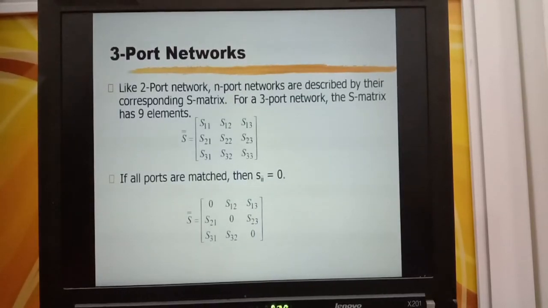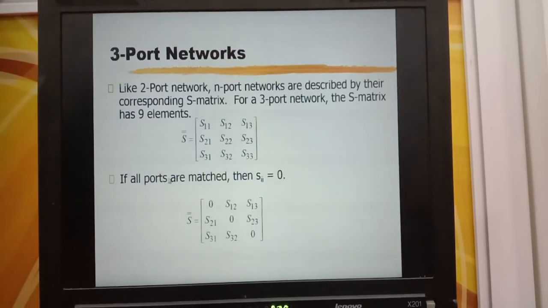Three-port network. Like two-port networks, N-port networks are described by their corresponding S matrix. For a three-port network, the S matrix has 9 elements. In other words, the matrix is a 3x3 matrix.